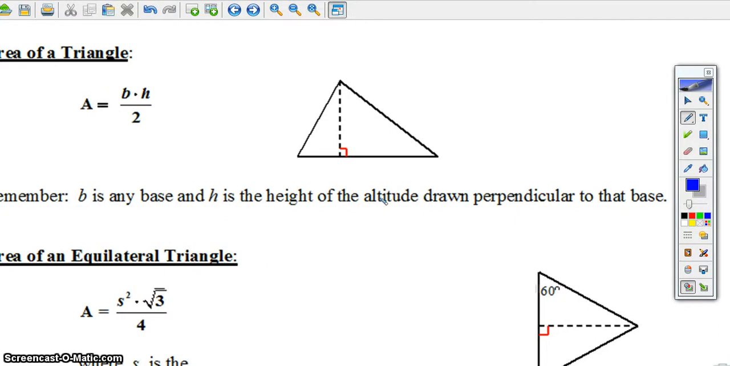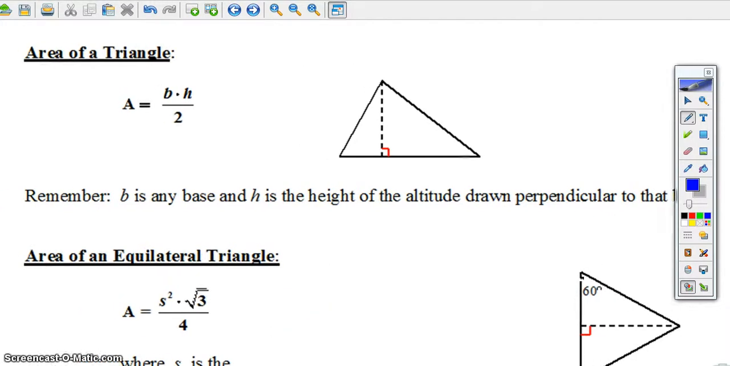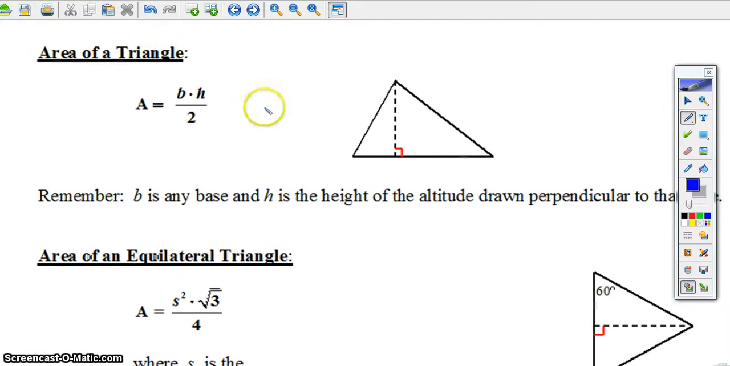I just wanted to go over a couple of problems. We're going to do the area of a triangle here, and we're going to do two different things. We're going to do a basic formula where it's base times height, and then we're also going to do an area of an equilateral triangle. So this one's a different formula that you'll see how we do in a little bit.